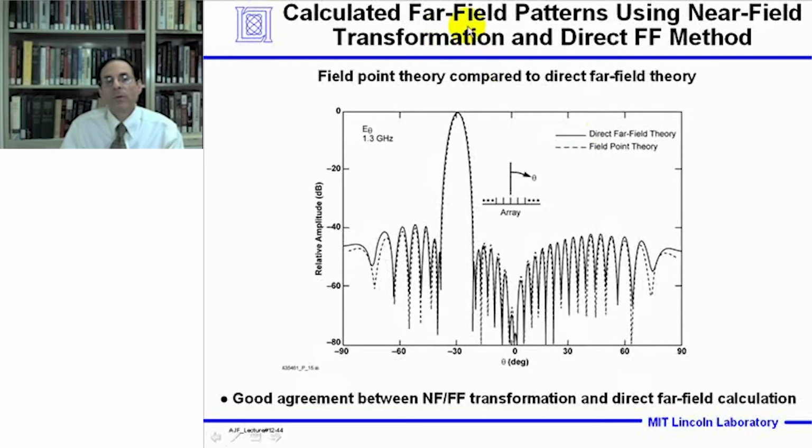This slide shows the calculated far field patterns using the near field transformation and a direct far field calculation. So the solid curve is a direct far field computation, and the dashed curve is the near field to far field transformation using the field point theory, using the direct near field electric field and transforming it to the far field. We see excellent agreement between the two methods of calculation for the far field, by either the direct method or the near field to far field transformation.